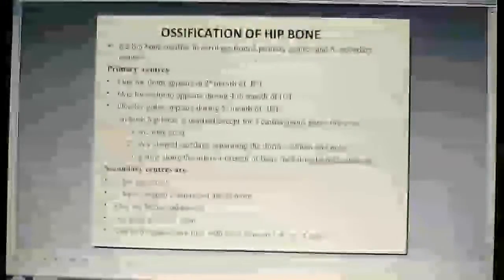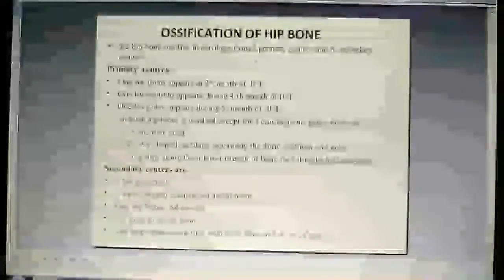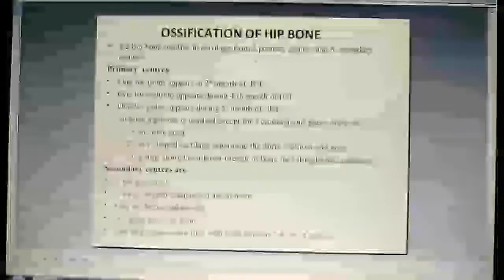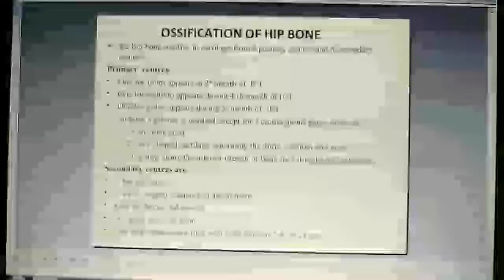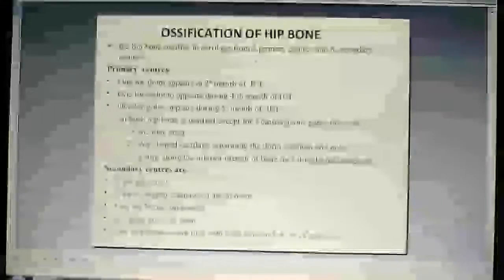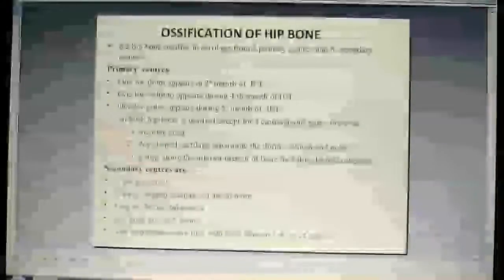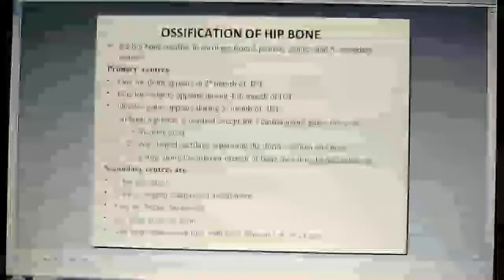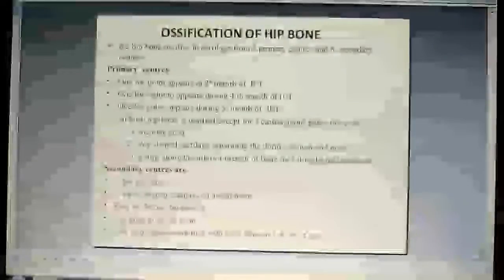Ossification is not that important, but here is the ossification of the hip bone. The hip bone is ossified in 3 primary centers and 5 secondary centers. The primary center of the ilium appears at the second month of intrauterine life, and one of the pubis appears in the 5th month of intrauterine life. Secondary centers: one of the Y-shaped cartilage of the acetabulum, one of the ischial tuberosity, all fused at 20 to 25 years. The ischium and pubis fuse with each other at 7 to 8 years.